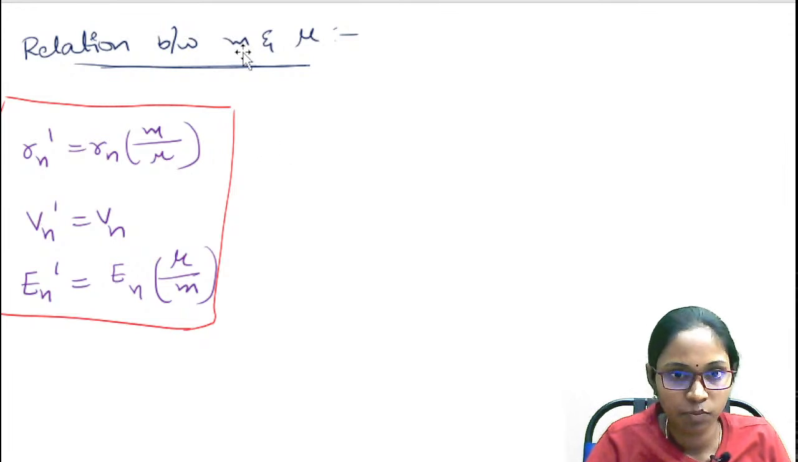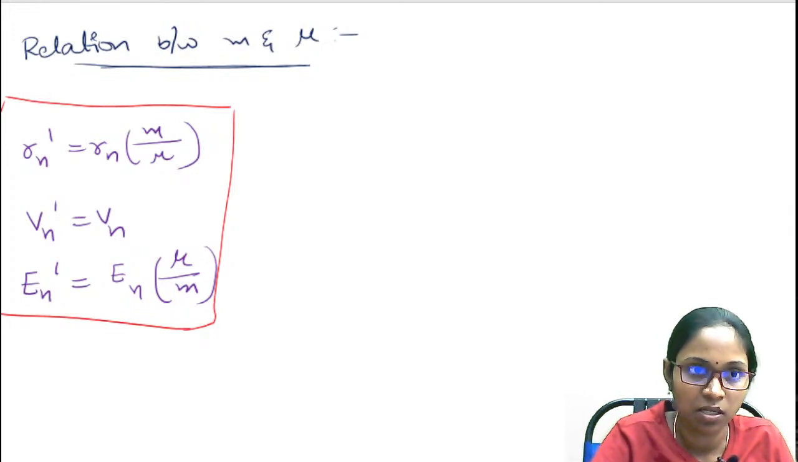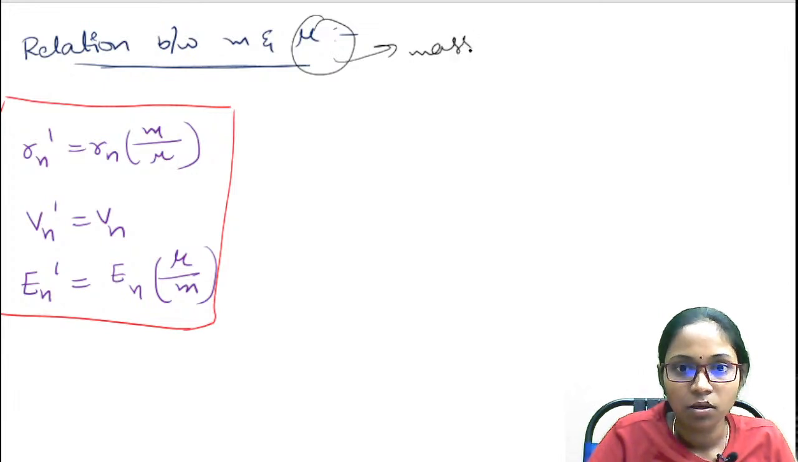These are the relations between mass and the reduced mass. Here the mass of the electron is reduced mass; the mass is reduced here, the mass of the electron is reduced.